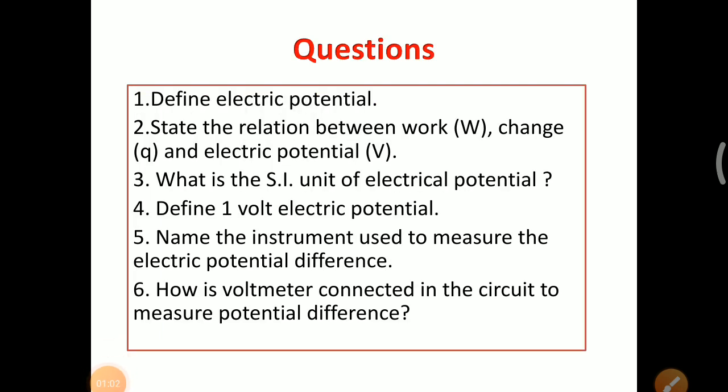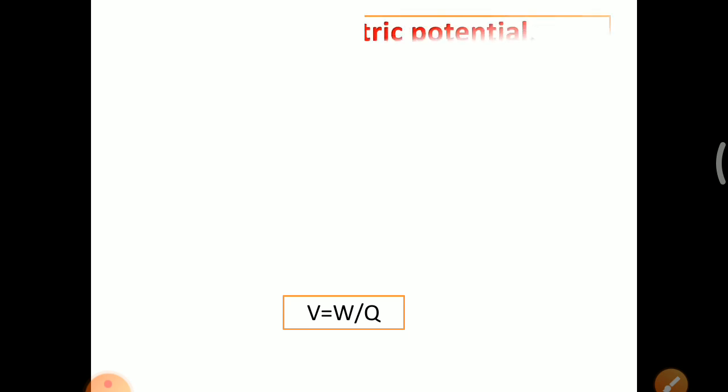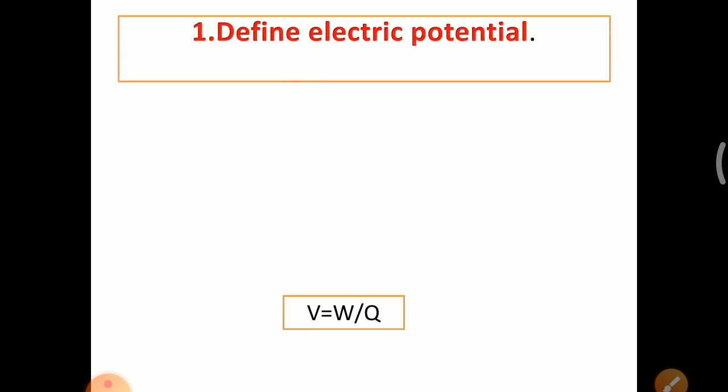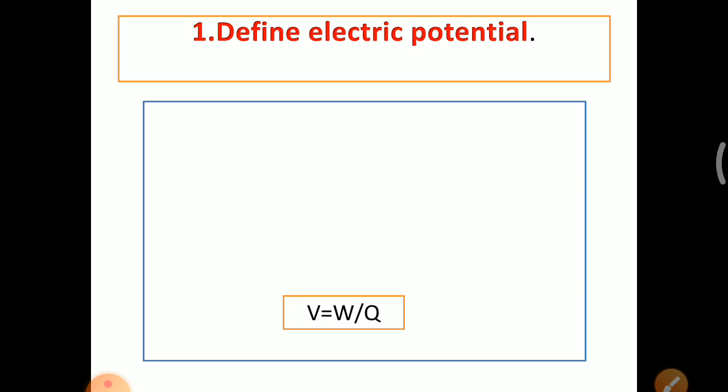In the last class we saw about electric potential, and I also gave some questions for homework. I gave these 6 questions. Now I am going to discuss the answers. The first question, define electric potential. So what is meant by electric potential? If you need to move a unit charge from one point to another point, we need to do work. That is called electric potential.